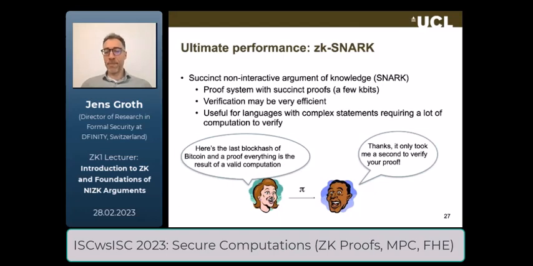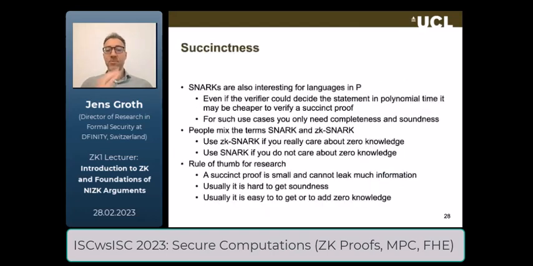There are a bit of nuances here, right? One thing that's interesting is that SNARKs are also interesting for languages in P. In principle, languages in P can be verified, but in polynomial time, and that may still be too expensive. With SNARKs, you can actually get sub-polynomial, sublinear time to verify things, because you can just give a proof and then the verifier verifies that proof instead of actually verifying the statement itself.